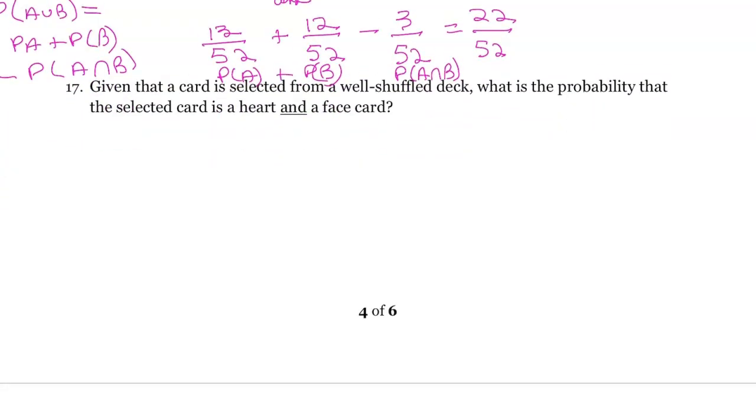Let's go on. The next one says, given that a card is selected from a well-shuffled deck, what is the probability that the selected card is a heart and a face card? Well, there are 3 face cards that are also hearts.